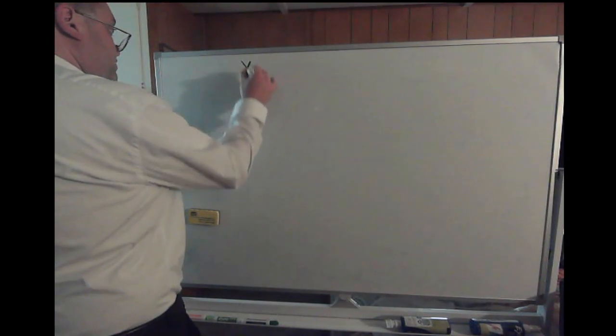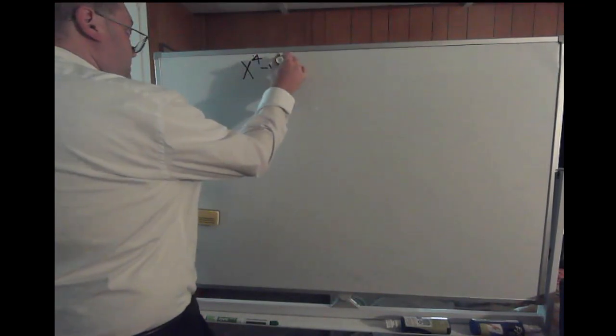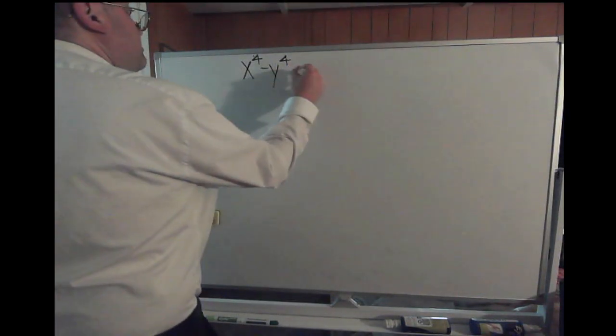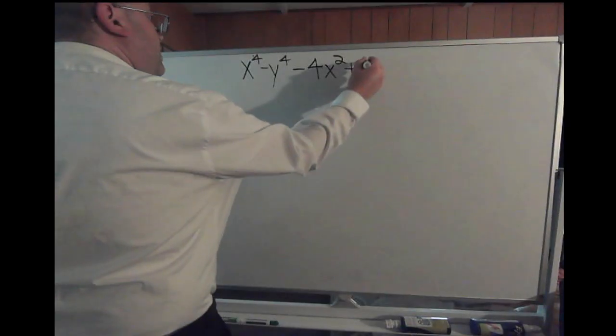Alright, we got like 4 more, then we're done. Just hang in there a little bit longer. We got x to the 4th, minus y to the 4th, minus 4x squared plus 4.